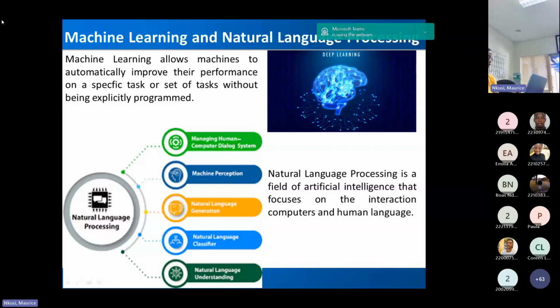Now, natural language processing is the field of artificial intelligence that focuses on the interaction between computers and human language. It has several tasks within it: text understanding, language translation, speech recognition, text generation, and text classification. Good. Now, on to our next slide.